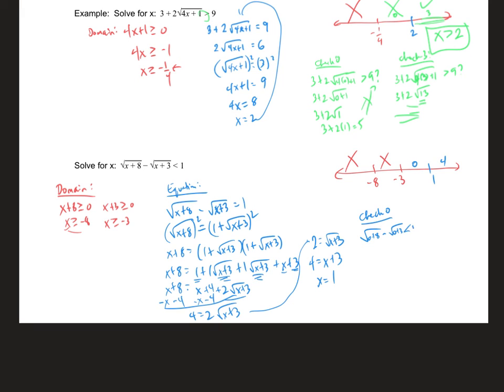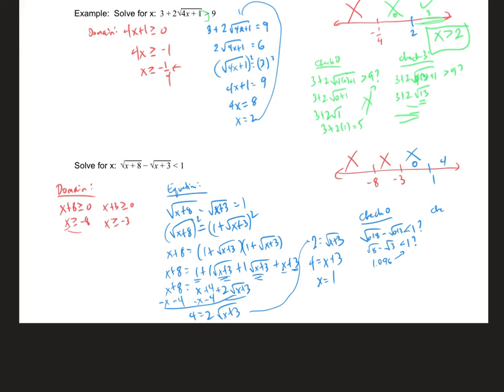I want to know if that's less than 1. So I get square root of 8 minus square root of 3, and I may not know those off the top of my head, so I pull my calculator out and find that square root of 8 minus the square root of 3 is 1.096. Definitely not less than 1.